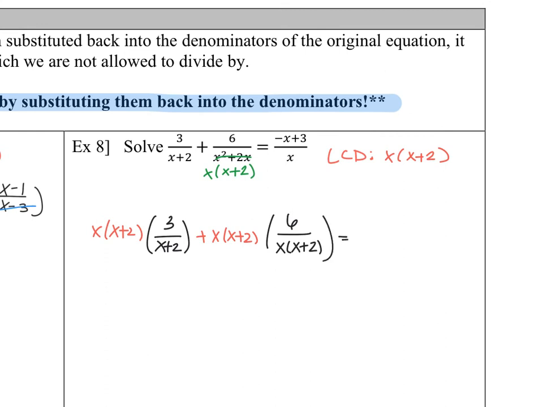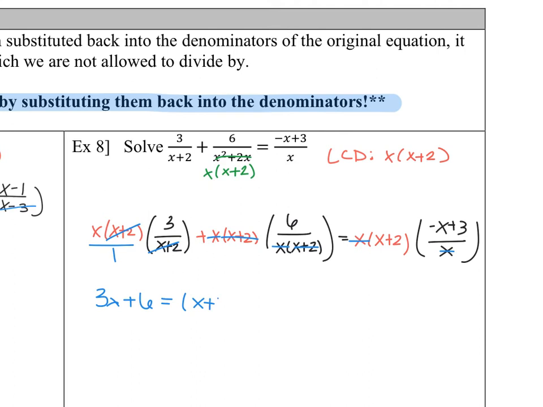Then equal to x times x plus 2 times my third fraction. There we are. Now that you've got everything multiplied, let's see if I can simplify some stuff down to a 1 and get rid of it. So x plus 2 over x plus 2 is a 1, so all I'm left with is 3x. Now on this fraction, you notice I have x and x making a 1, x plus 2 and x plus 2 making a 1, so all you're left with on the second fraction is just the 6. Equal to x over x makes a 1, so all I have over here is x plus 2 times negative x plus 3.